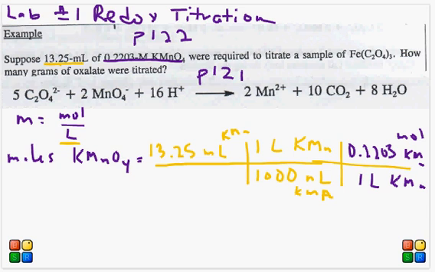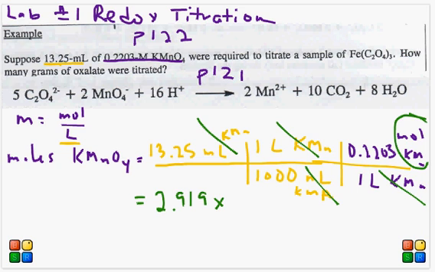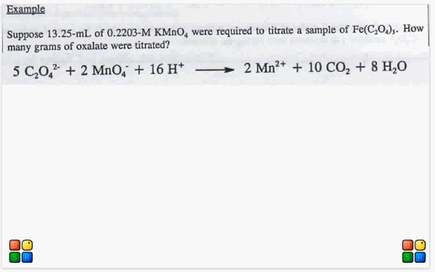Because we're doing dimensional analysis, you want to see whether your units cancel out and you get the right units. The milliliters will cancel out, and then the liters will cancel out to give moles of KMnO4. Your final answer would be 2.919 times 10 to the negative third moles of KMnO4. Okay, so that's the first step.